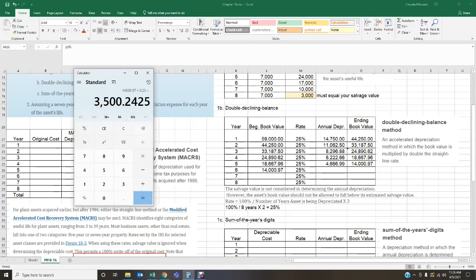Okay, let's look at that third digit. That third digit is a 2. Because it's a 2, it's less than 5. I'm going to keep that second digit as is. So the amount of my annual depreciation is 3,500.24.